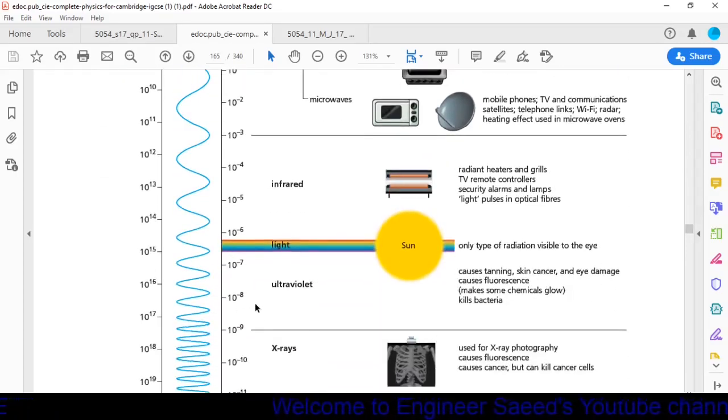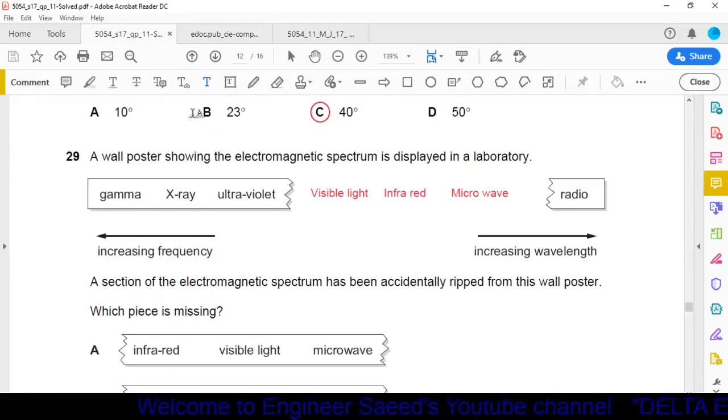Now here it is given ultraviolet. Now we are looking, when we are going towards up, it means the frequency is decreasing. Above ultraviolet there is the visible light spectrum, and above the visible light spectrum there is infrared. Now we will check our question.